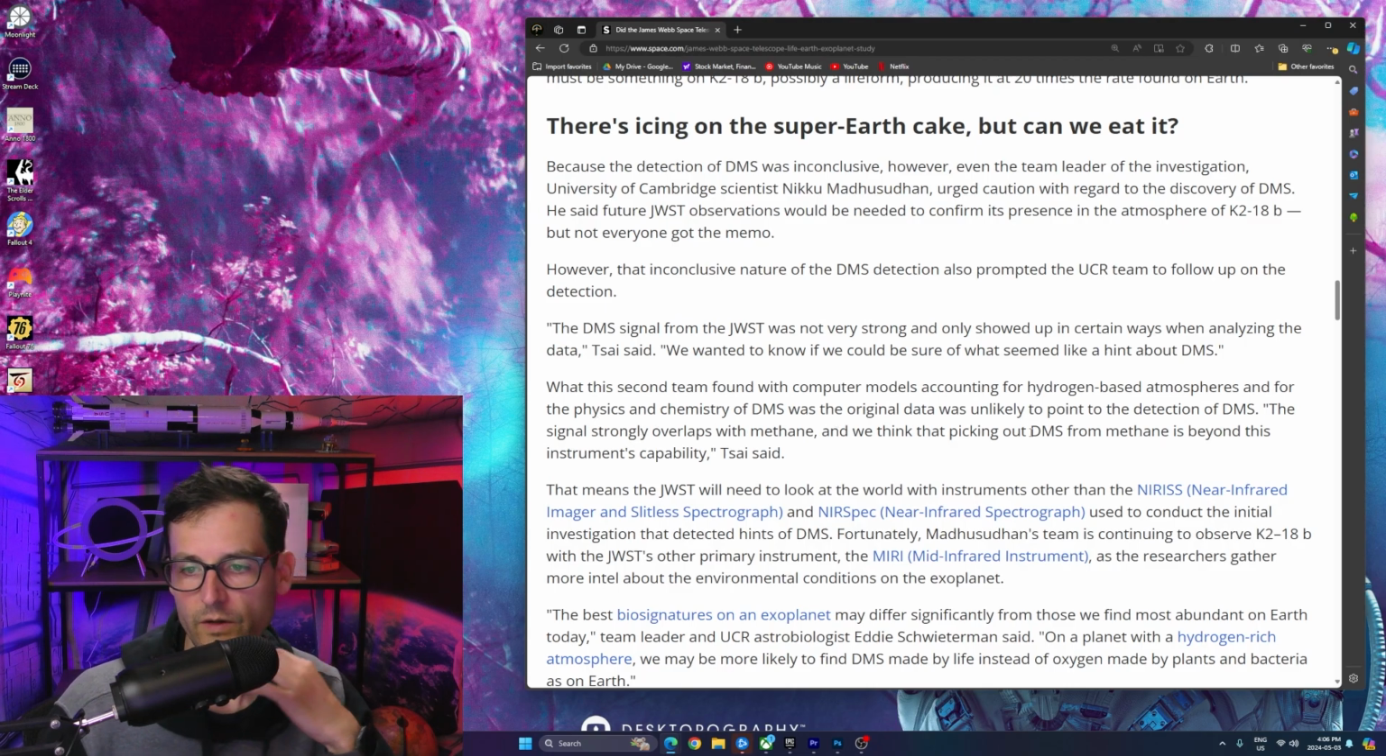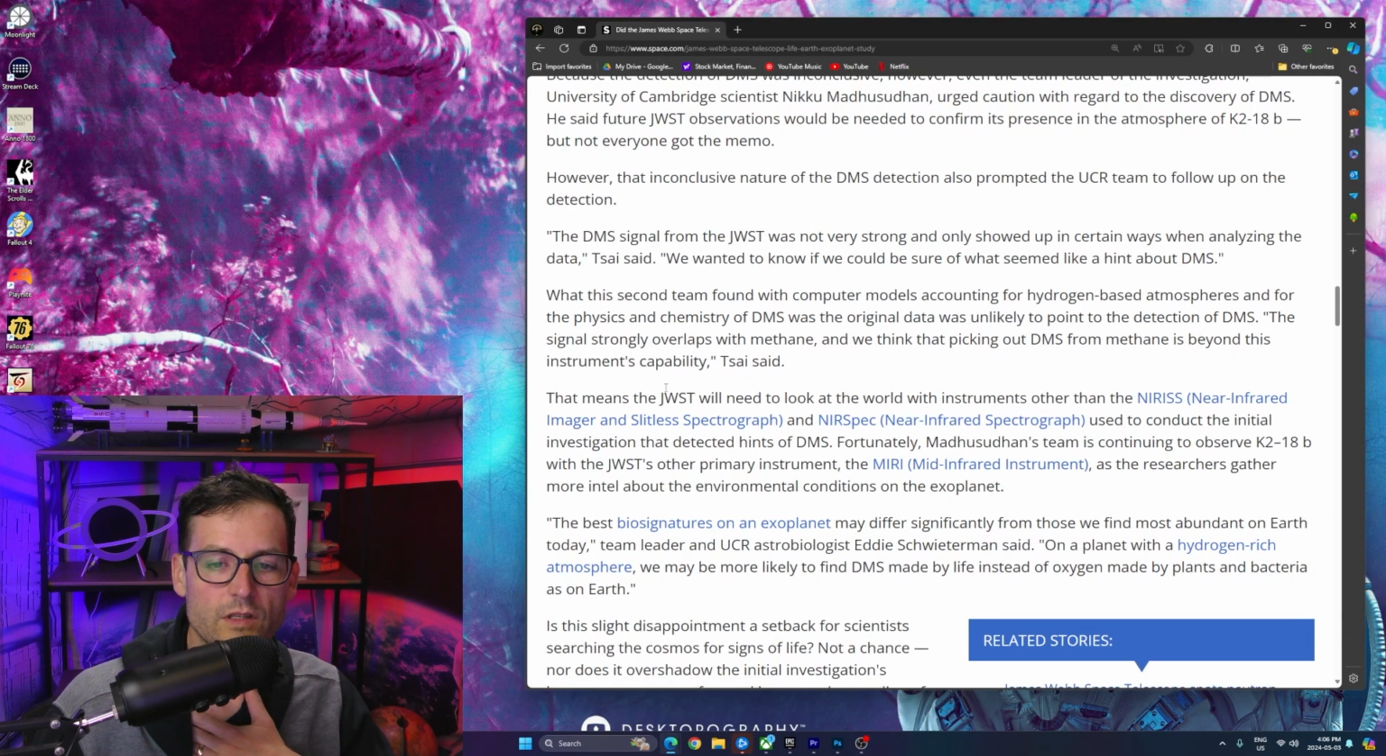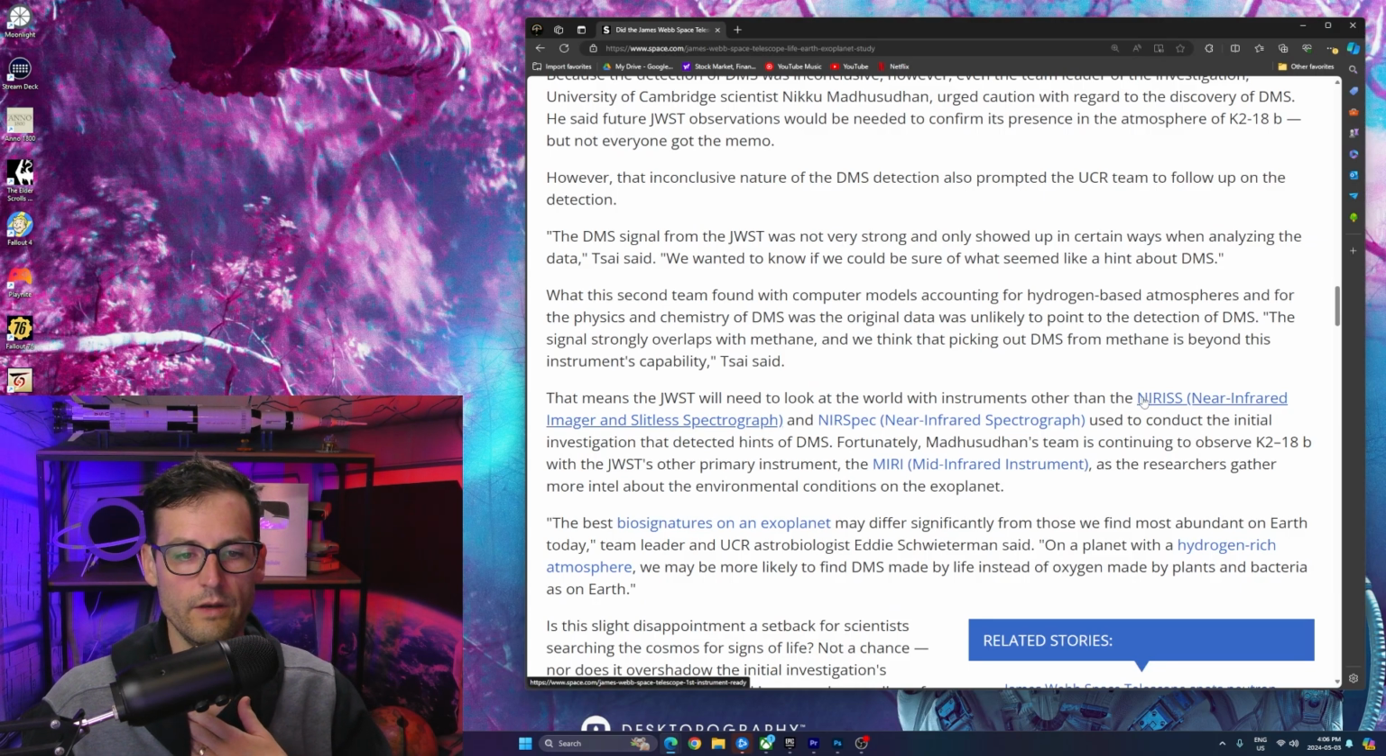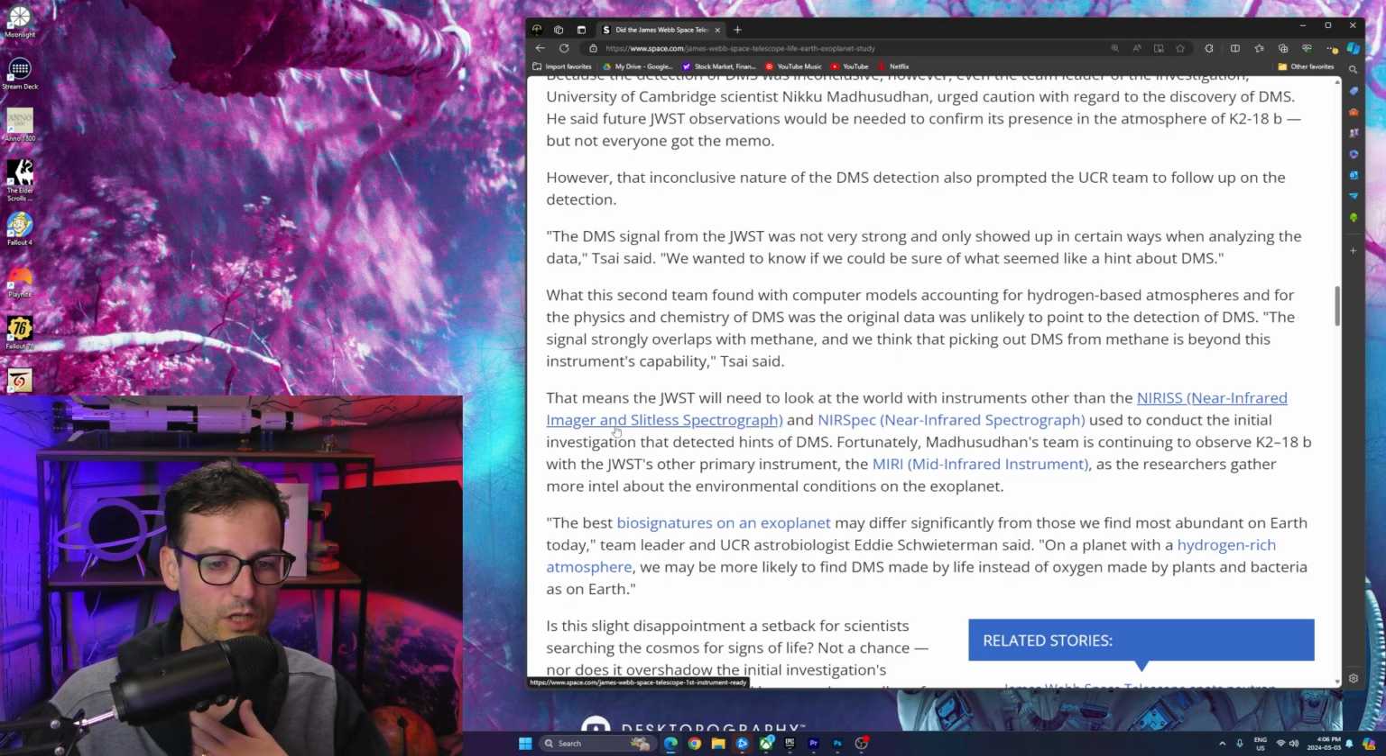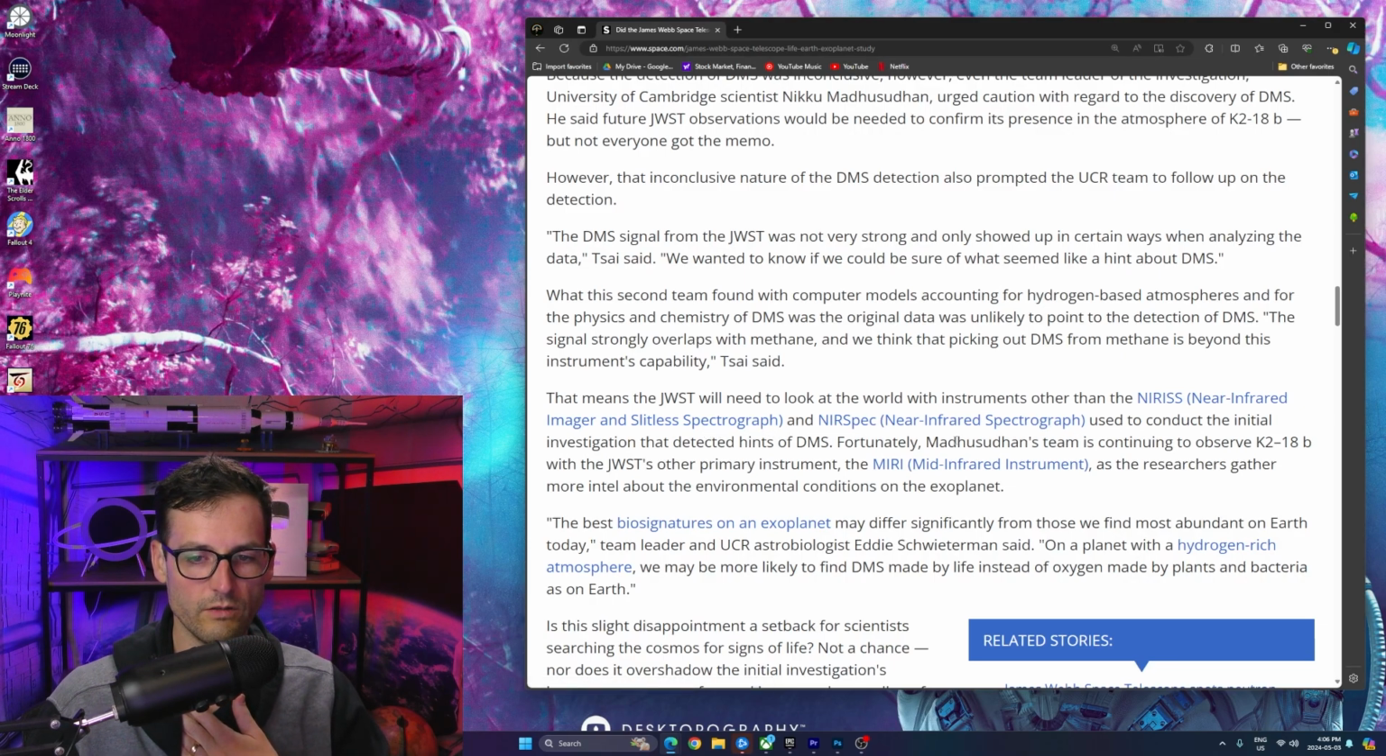We think that picking out dimethyl sulfide from methane is beyond this instrument's capability. So that means they're going to have to look again with other instruments other than the near infrared NIRISS, the near infrared imager and slitless spectrograph, and the near infrared spectrograph, used to conduct the initial investigation.